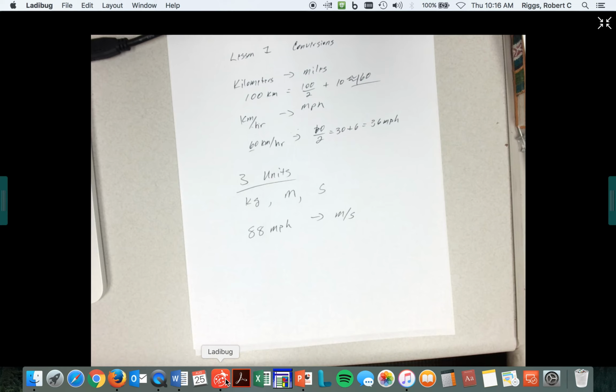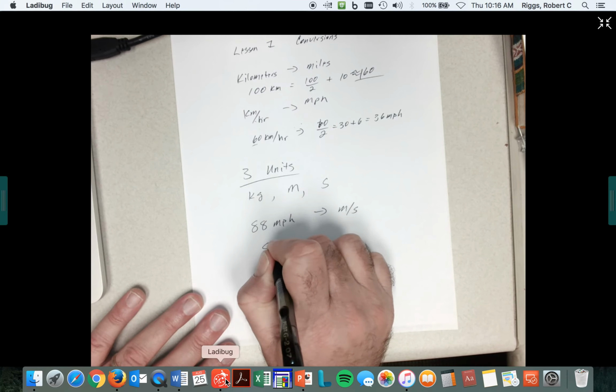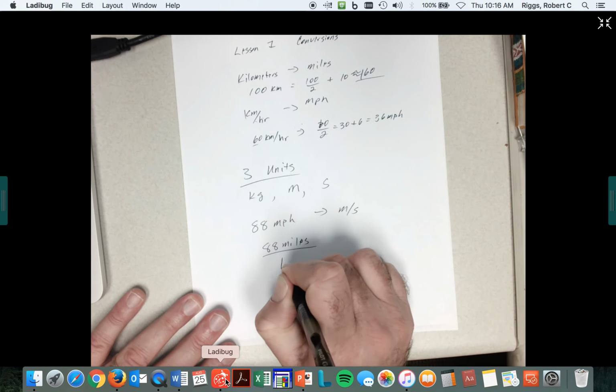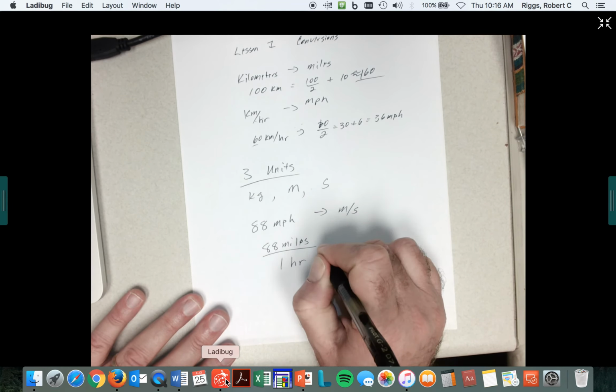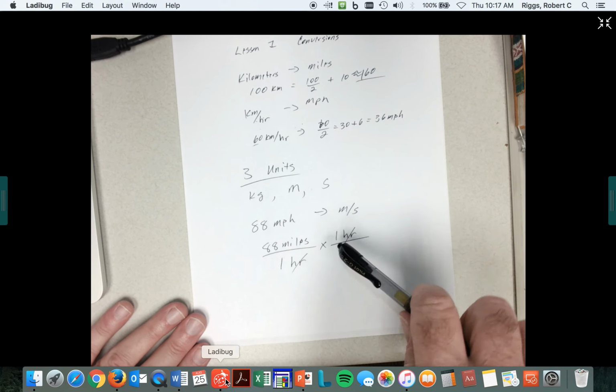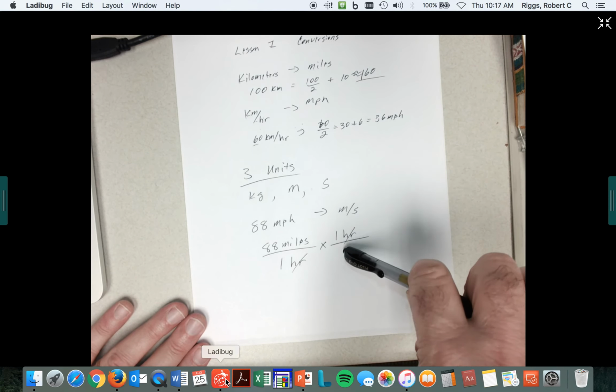Well, how the heck am I going to do that? How am I going to get 88 miles per hour? This will be the end of segment 1 once we do this. 88 miles per hour in meters per second. Well, here you go. So you got 88 miles. Let's just write it out this way, per 1 hour. All right, so we got to get rid of the hour down here. Put it up here. Well, but I got to multiply this by 1.